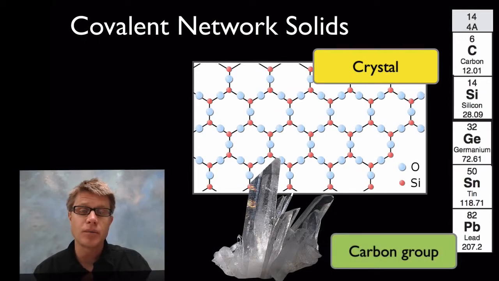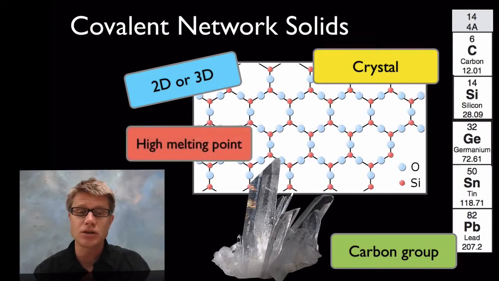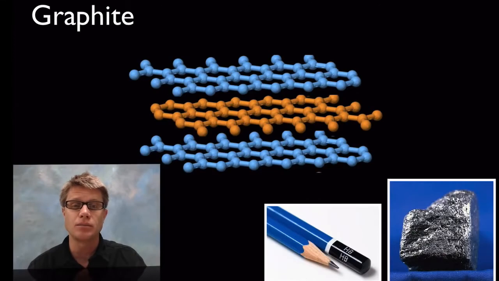They're going to be made from the carbon group, and so carbon, silicon, germanium. And the reason why, remember, is they have 4 valence electrons, so you can make these vast connections. They could have a two-dimensional shape or three-dimensional, and as a result of all the covalent bonding, they're going to have a really high melting point.